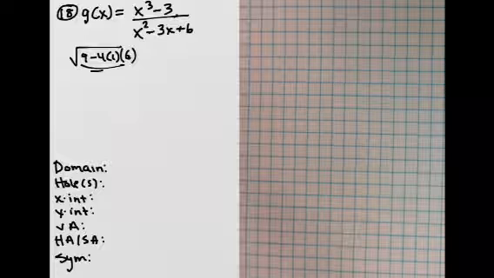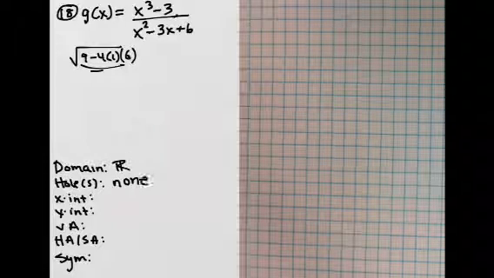So this is going to be imaginary. So no real number in the denominator will give you 0. That means the domain is all reals. Because of that, you get no holes because there's no common factor in the numerator and denominator.